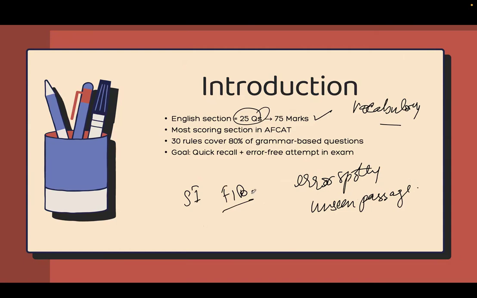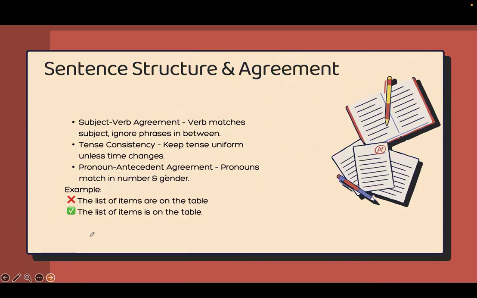So the good news here is that grammar questions are very repetitive. The pattern is the same. Once you know these 30 rules, you will be easily able to spot and correct errors in seconds. So our goal here is to give a quick recall and do an error-free attempt in the exam. Instant recognition. Find out the errors instantly and try to correct them. Also, see the basic rules that we have to keep in mind while attempting different parts of the English section. So let's move forward and see.